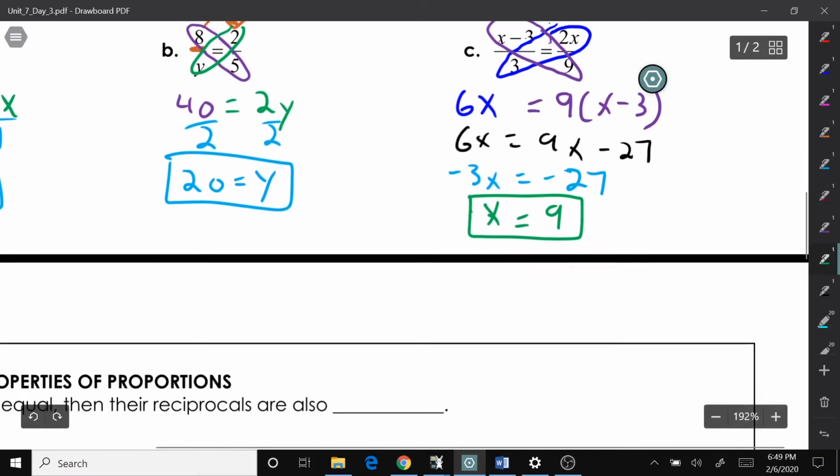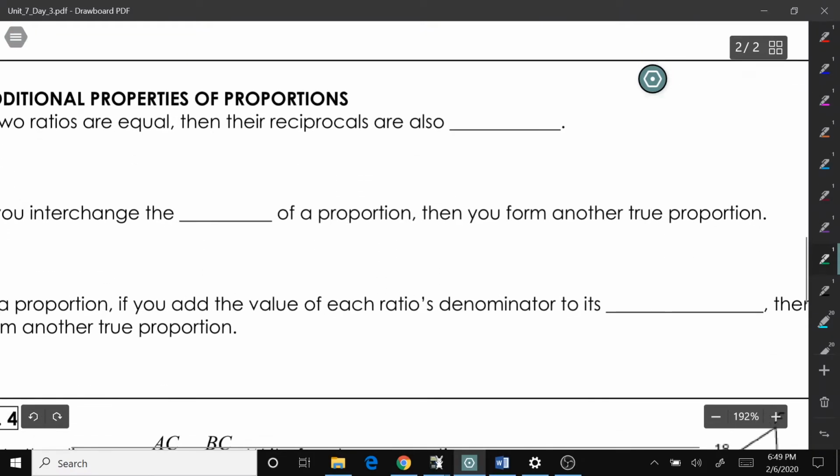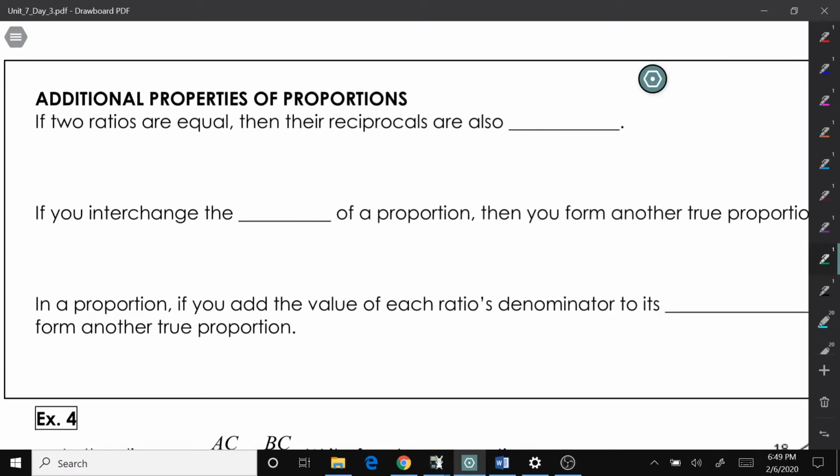Alright, let's look at the next page, please. So there are some additional properties of proportions, and I'm going to be quite frank with all of you. Some of them are not very useful, but we're going to write them down and have them in our tool belt, but you'll see that a lot of times we'll just use one or two of them.